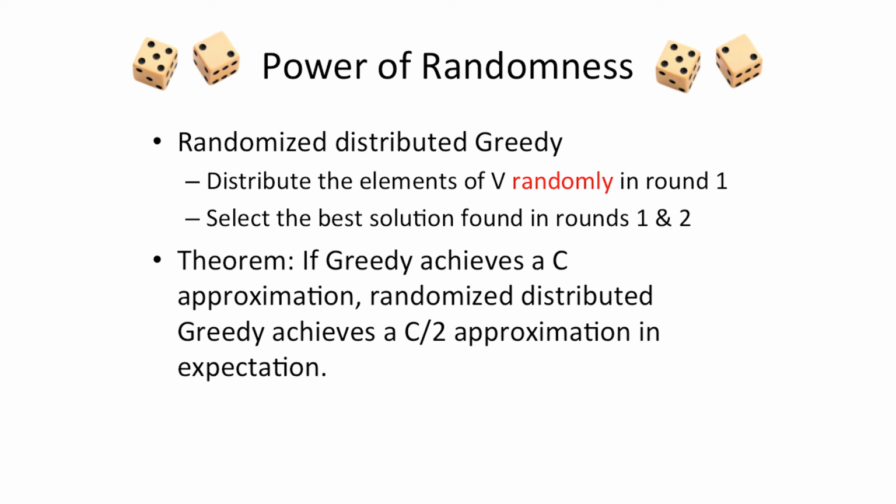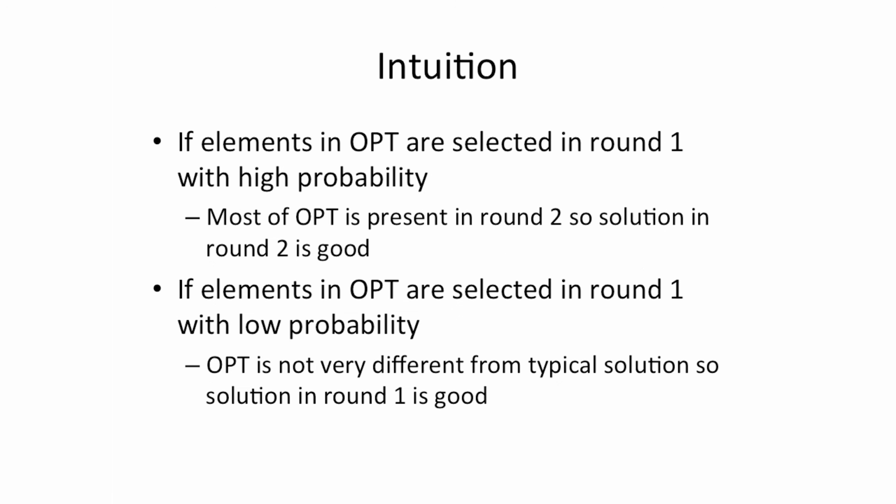Okay, all right. So we get an enormous advantage from using randomization in the initial partitioning step. So what is the intuition for this? Roughly, the intuition is that, let's think about a very good scenario where the elements of the optimal solution are actually selected in the first round with high probability. Okay, so this seems to be the easy case, and indeed it is, because then we expect that most of the optimal solution will end up on the last machine. So when we run greedy, then we'll recover a very good solution just on the last machine itself.